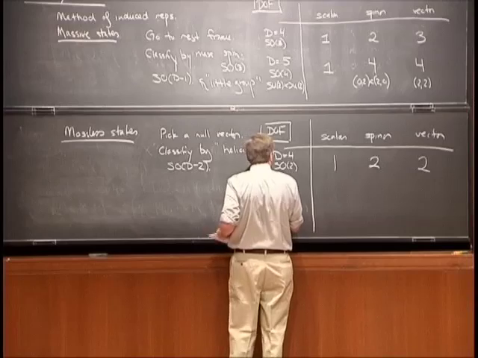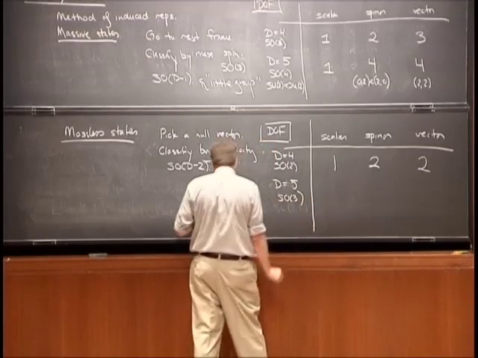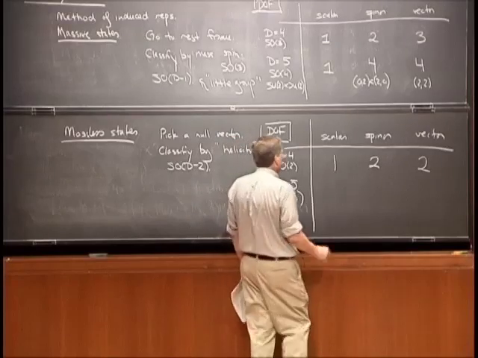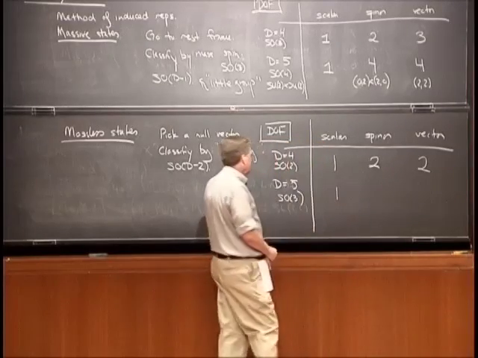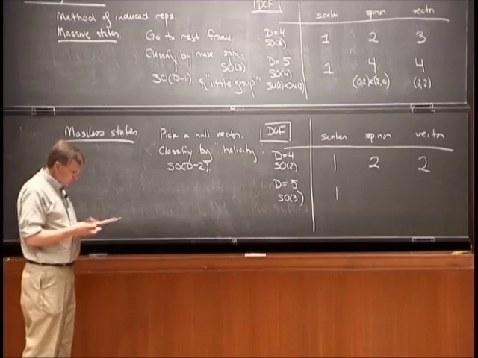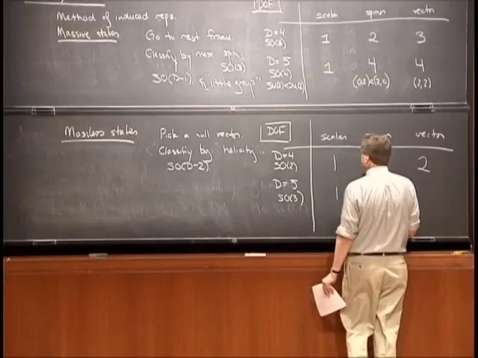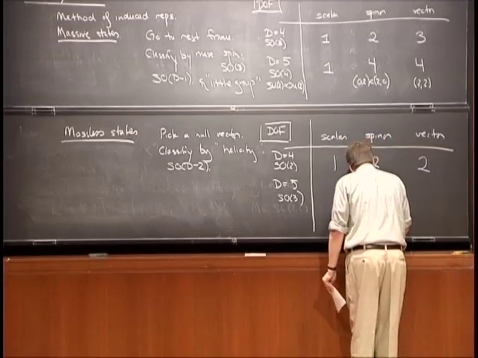In d equals 5, the little group is SO3. And again, a scalar has 1 degree of freedom. It doesn't rotate at all. A spinor still has 4 degrees of freedom.